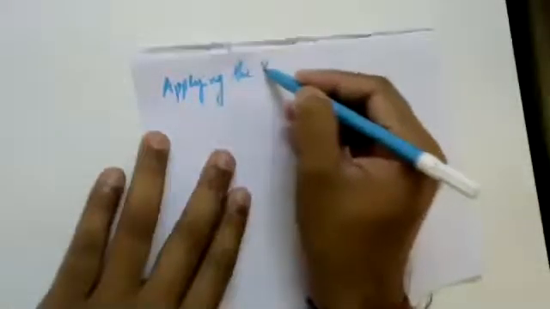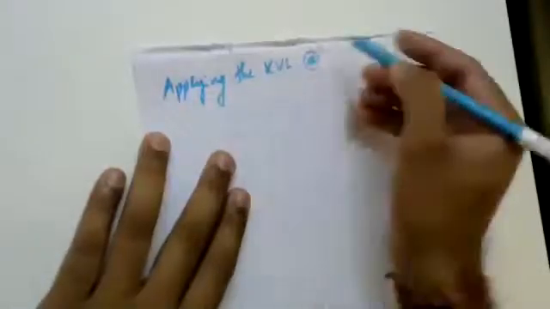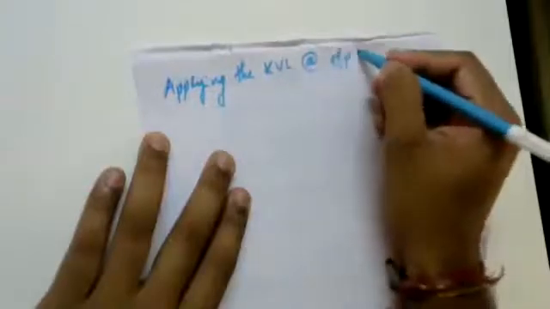When I start applying the KVL on the output side, we will consider the circuit. This is our circuit, this is our input side, and this is our main circuit.